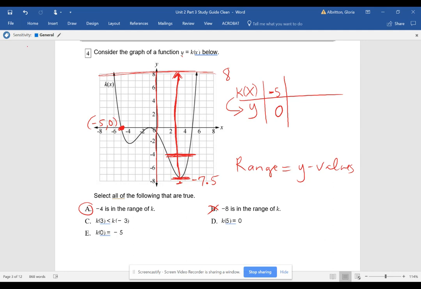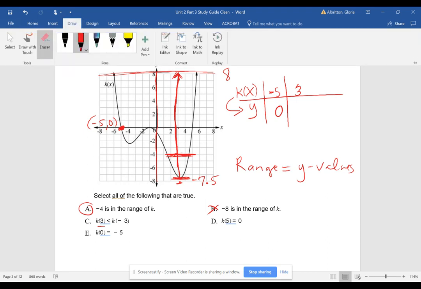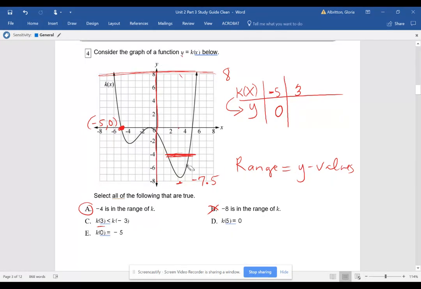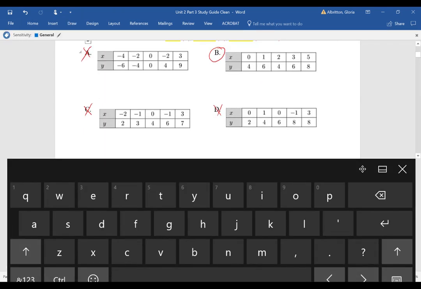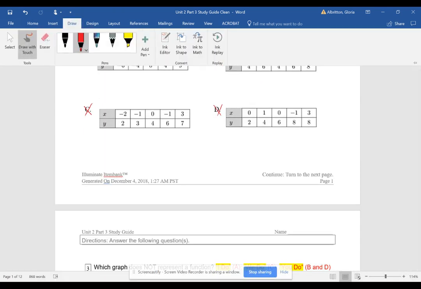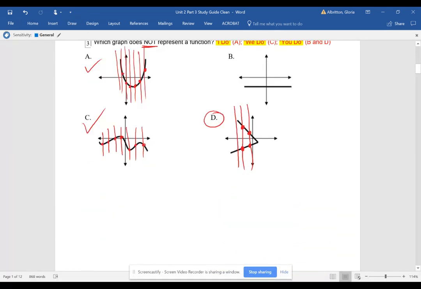Now this one on part C says, what is K of 3? Well, let's see. So when X is 3, 1, 2, 3, and then I find a spot on the actual graph. Let me clear up some of this writing so you can see what I'm about to do. So I'm going to erase some of this. Too much stuff. All right. And now let's go back to that problem.